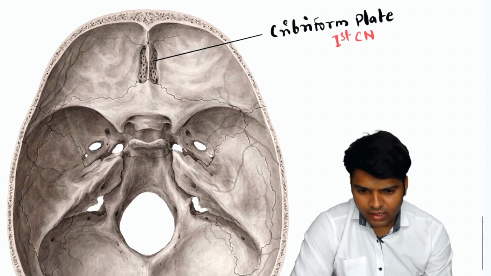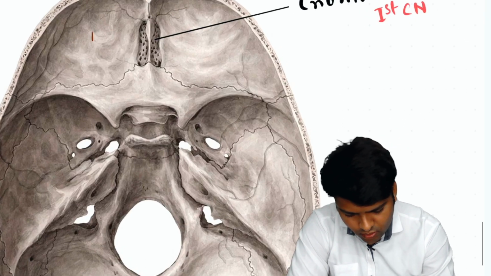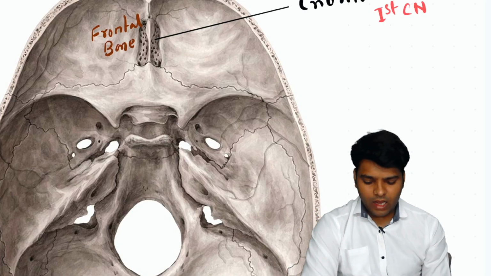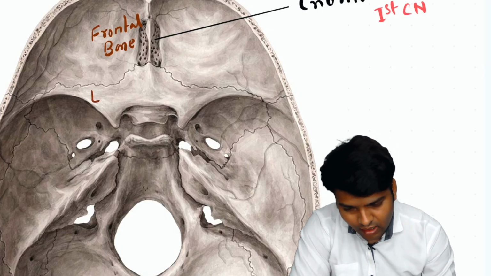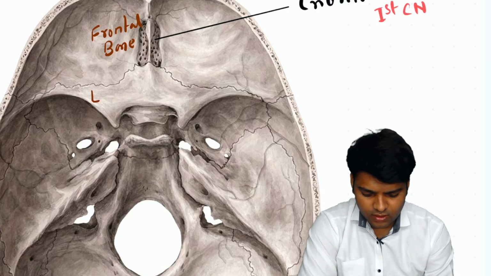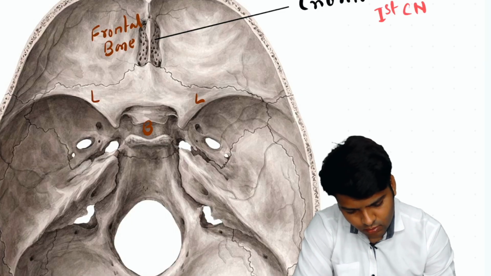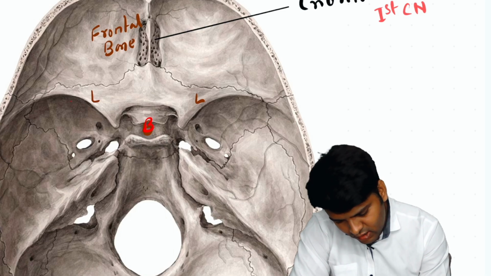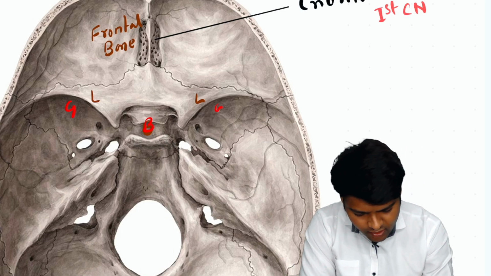First of all I want to tell you something about the bones. This is the frontal bone, okay, and this part is the sphenoid bone. This is the L, lesser wing of sphenoid. This is the body of sphenoid, and this is the greater wing of sphenoid, which I have marked G.